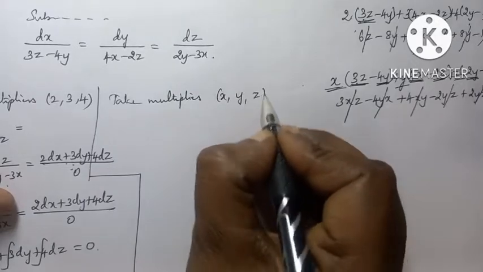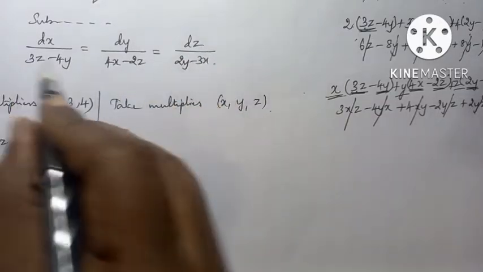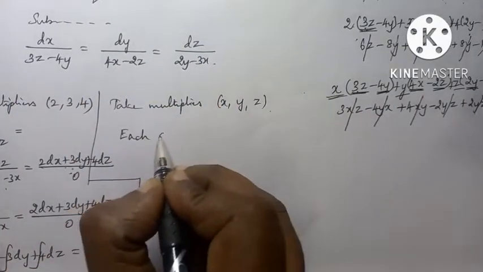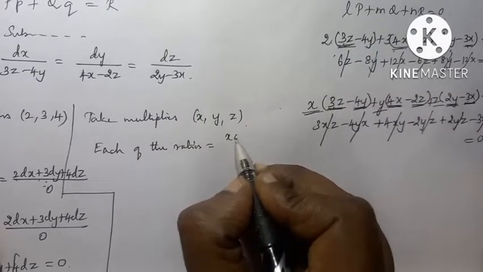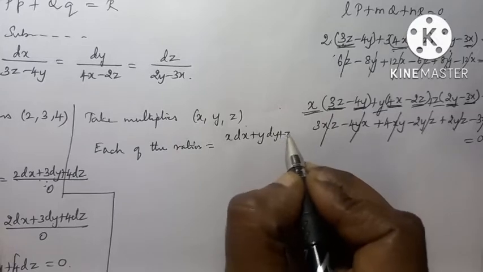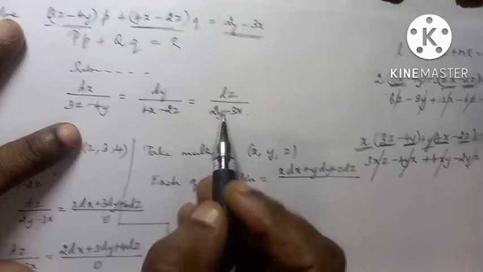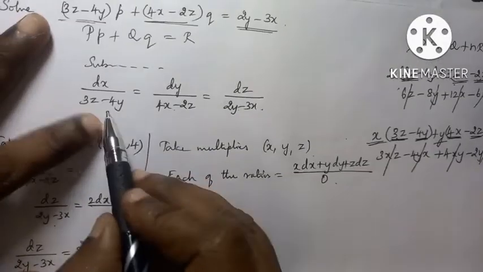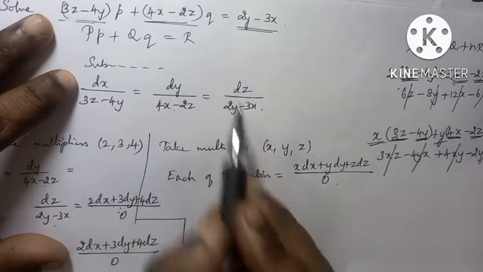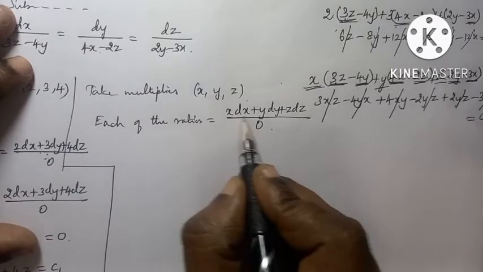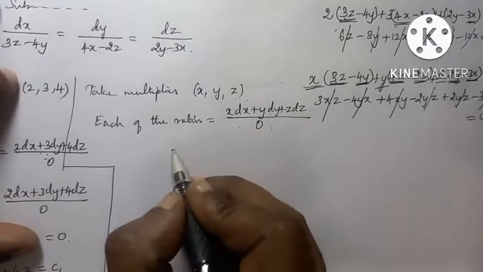Take multipliers x, y, z. Instead of writing all three and then the fourth ratio, you can write that each of these ratios is equal to x dx plus y dy plus z dz divided by x into this plus y into this plus z into this, which is 0. X into this, so x should be multiplied with the numerator also. That is l dx plus m dy plus n dz by lP plus mQ plus nR. Take any one of the ratios.